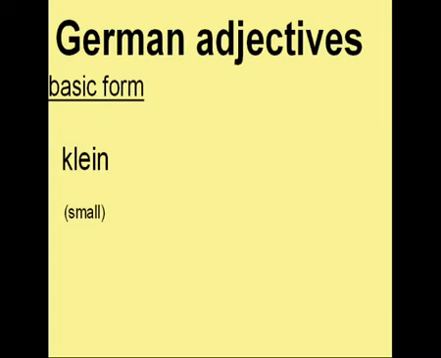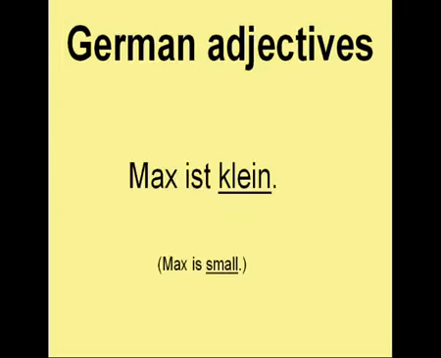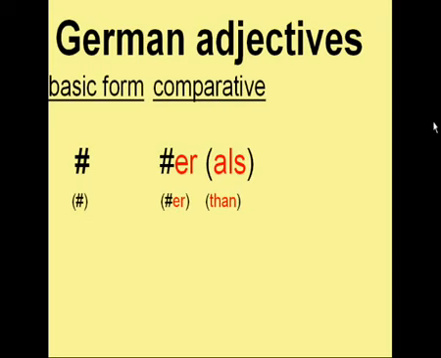So, adjectives in their basic form are used to describe persons or things with the help of the verb sein, which means to be in German. And a sentence of that kind would look like this: Max ist klein, and it's the same as in English. The adjective is in its basic form. Now the comparative forms of the adjectives are similar to English.